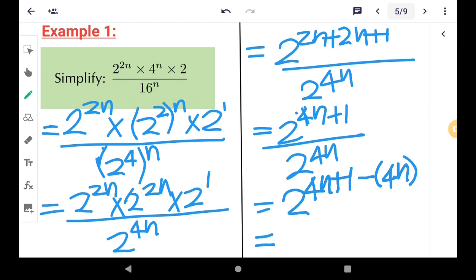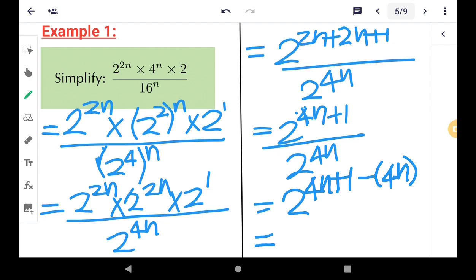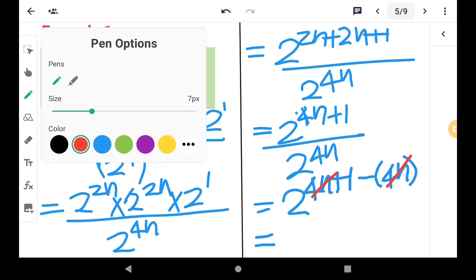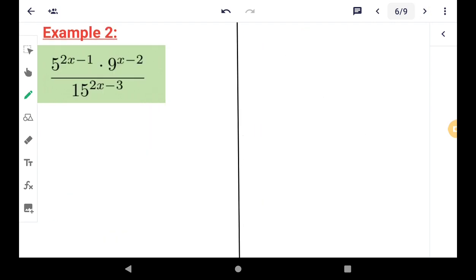which is equal to, all right, now let's add this together. All right, 4n minus 4n, that's 0. Then you're left with 2 to the power of 1 there, which is also simply equal to 2. And that is your answer there. That's how you solve that question there. Next question.